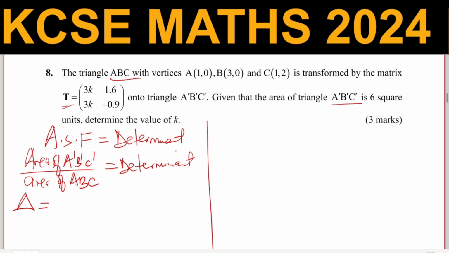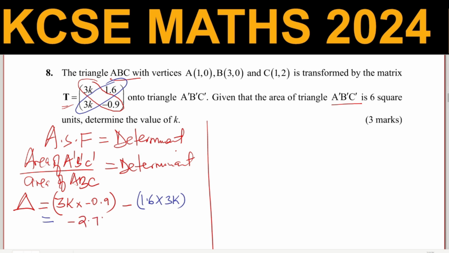You know how to get the determinant of a 2 by 2 matrix. So you get the product of this diagonal, 3k multiplied by negative 0.9, then subtract the product of the other diagonal here, and that is 1.6 times 3k. So this one should give negative 2.7k subtract 4.8k. So that is the determinant.